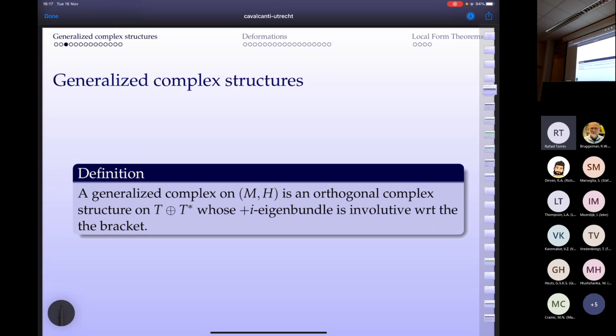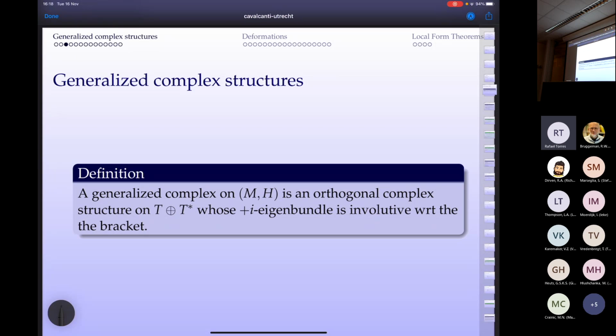And now that we understand a bit of what T plus T star does, we can actually start looking for generalized complex structures. There are 3 definitions that are equivalent. And the first one is kind of modeled on what a complex structure is. T plus T star already has some structure, this pairing and this bracket, right? So you would like to have a complex structure in that space. But because I already have this metric, it makes sense to ask that it's compatible with it. So you ask it to be orthogonal with respect to the natural pairing.